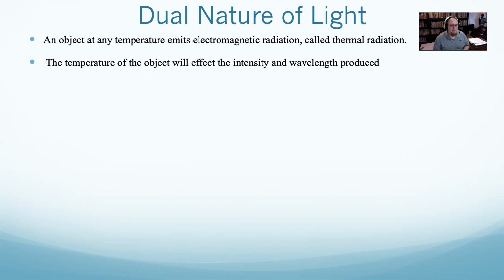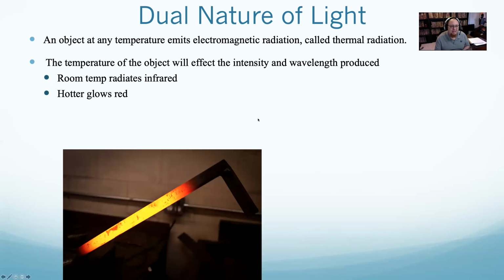And what people had realized as far back as then is that the temperature of the object affects the intensity and wavelength produced. Anything at room temperature is glowing. This ruler is glowing, but only in the infrared. If you heat something up more, the light it emits will become brighter and will shift towards the visible. If you heat something up enough, it'll glow red.